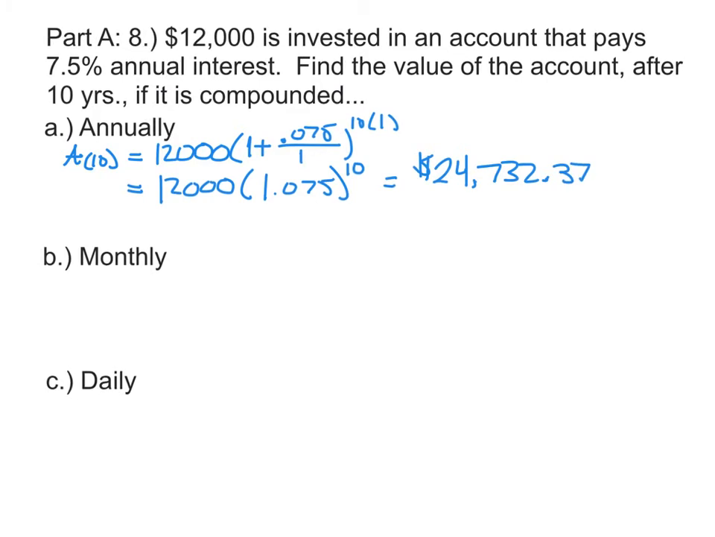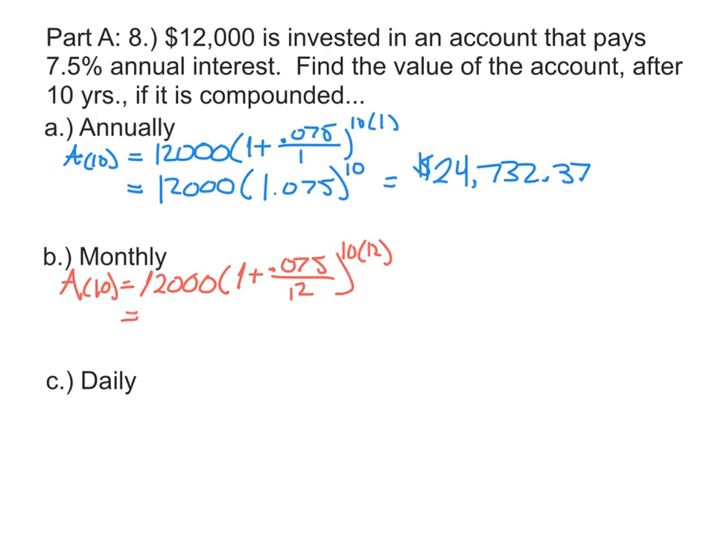Now, as we switch to the interest being compounded monthly, most everything stays the same. For instance, we are still finding the amount in the account after 10 years. The principal is still $12,000. The annual interest rate is still 7.5%. However, it's the number of compoundings that are changing. Since it's compounded every month, that means that within 1 year, it's going to get compounded 12 times. We also change the power to 10 times 12.